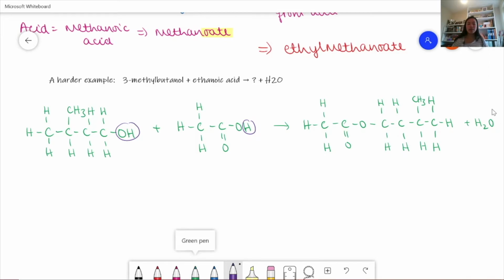And how we name this is, again, we divide it up. So we first look at the alcohol. So we have this section here, which comes from the alcohol.